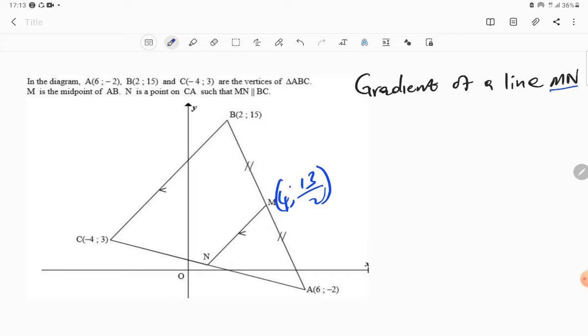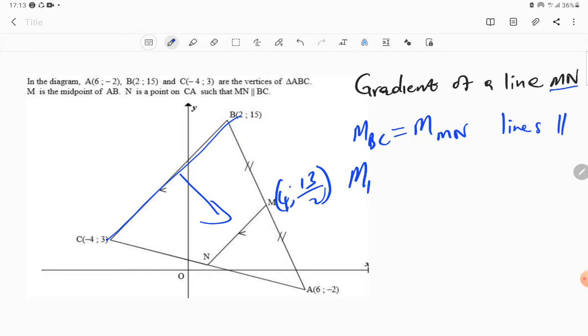So we need to find another way of finding the gradient of this line. Once the lines are parallel, they share the same gradient, which means the gradient of BC is equal to the gradient of MN, because the lines are parallel. So what do we have? Let's find the gradient of BC so that we can say this is also the gradient of MN. The gradient of BC is y1, let's say 15, minus y2, which is 3, divided by x1, which is 2, minus x2, which is negative 4.